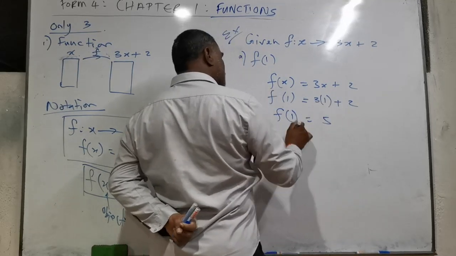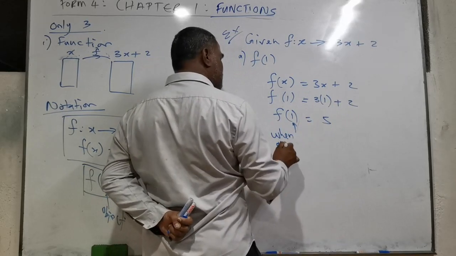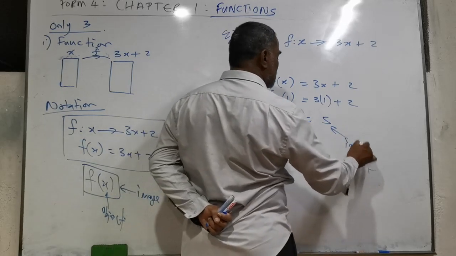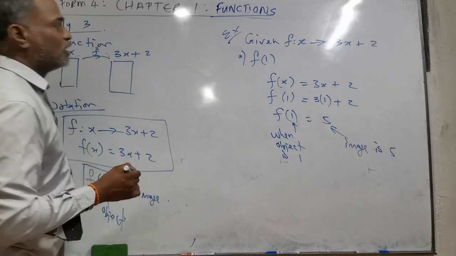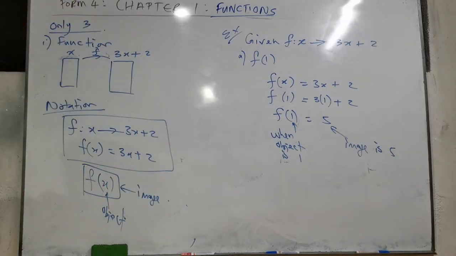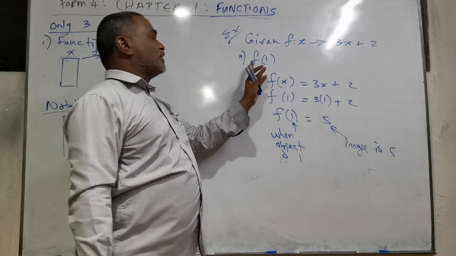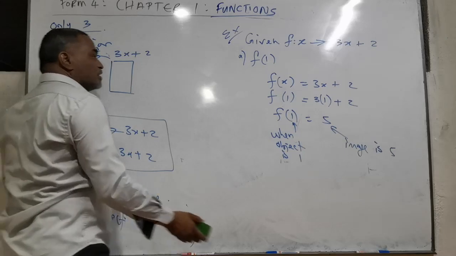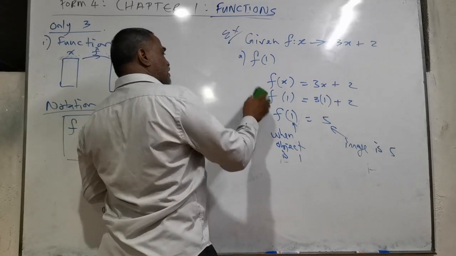That means when the object is 1, the image is 5. This is a way to write a function. So in the exam, they will give the function and ask what the value of the image is when the object is 1. Sometimes they give the image and ask for the object. I think A is understood.